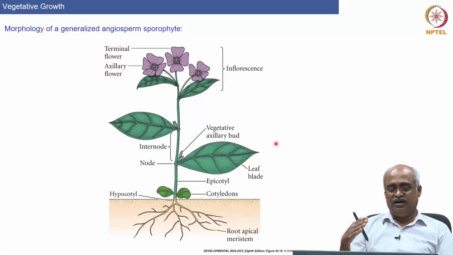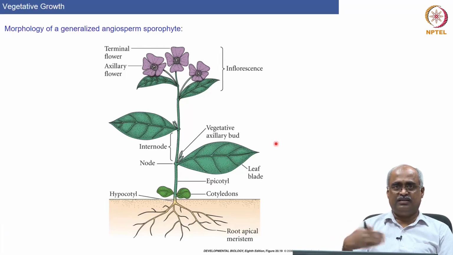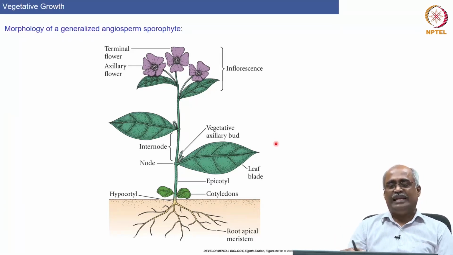So after the initial body patterning, it started accumulating food, then it slowed metabolism, desiccated, and cut the contact with the sporophyte, and then became dormant. Then under appropriate conditions, it is germinating. So now we'll get back to the development and see how the initial development happens.